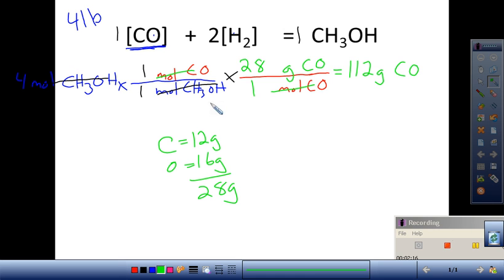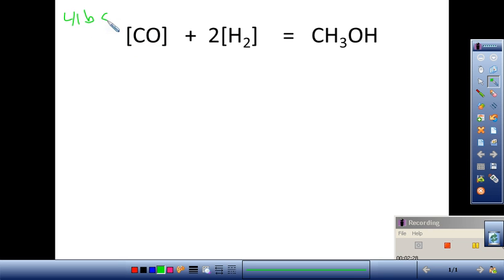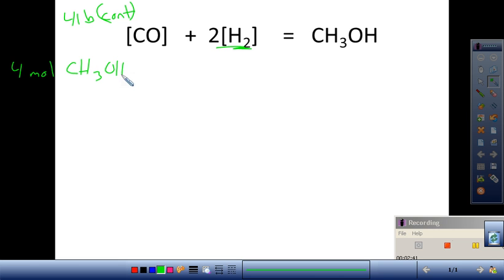The question said how many grams of each reactant, so now I have to do the grams of H2. So here's 41B, continued. Now I want to find out the grams of this stuff. And again, I'm going to start off with 4 moles of methanol. I don't want any methanol. So whatever I start with unit-wise, I put on the bottom. And I want to change to a different chemical. I want to get to hydrogen.